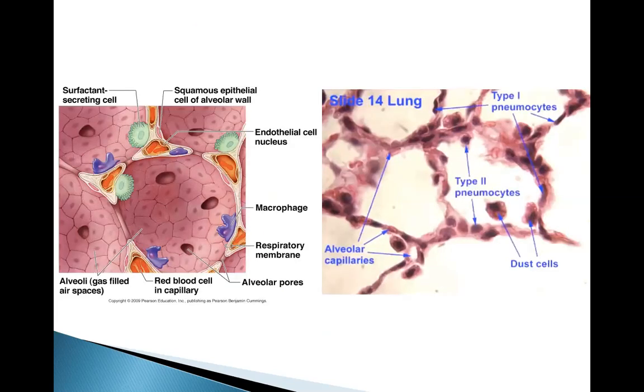All right, so this is just a view of the alveoli, and what they're showing you is the majority here are these little sort of, they look like fried eggs. These are the type 1 pneumocytes or alveolar cells.